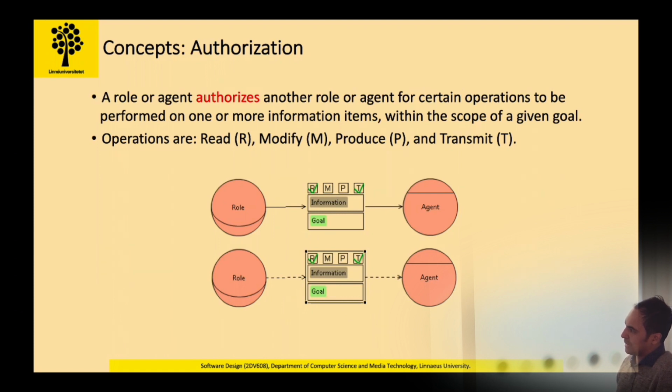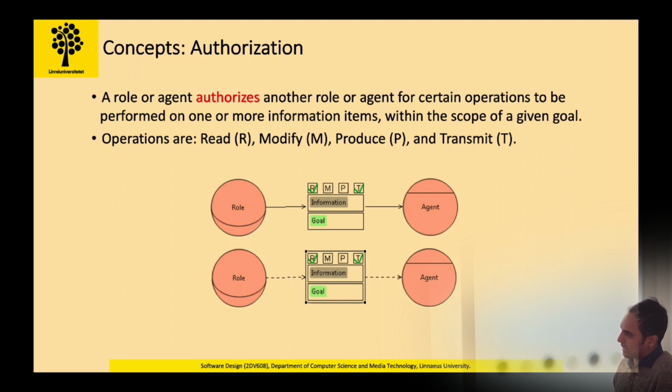This is one very typical example of authorization, or what it looks like. Let's say there is an authorization between a role and an agent. So this role is authorizing the agent for this information in the scope of this goal, and this agent can only read and transmit this information. So he cannot modify it, or create new information.